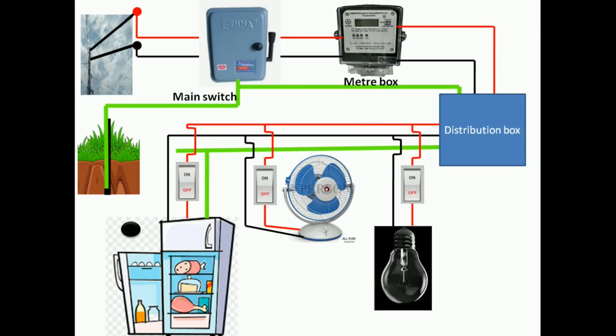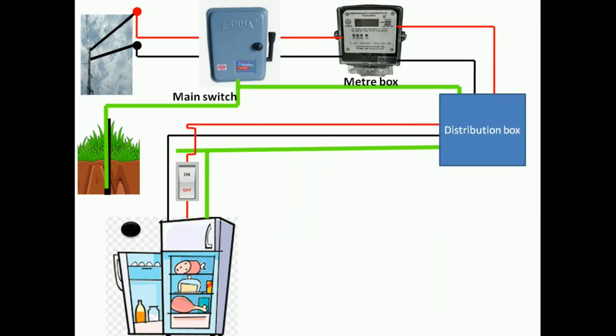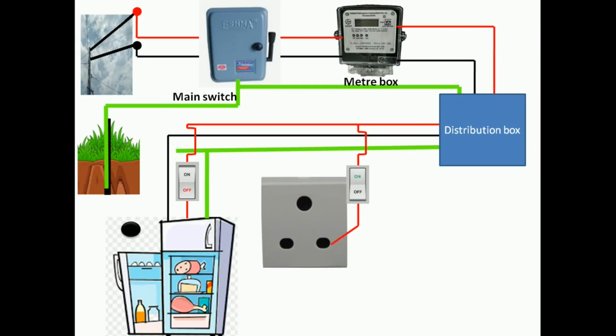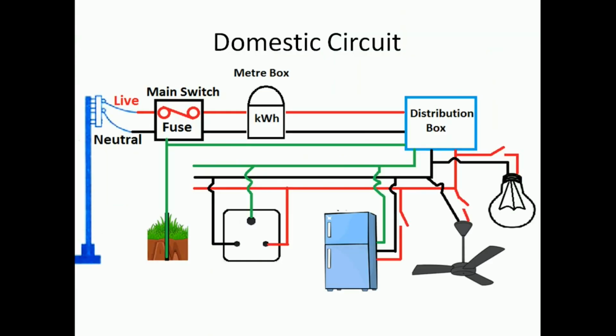If you want to connect a plug point in the circuit, then you connect one point with the live wire through a switch, one point with the neutral wire, and the third point with the earth wire. So this is how we get the third wire. The third wire does not come from the electric pole, so we have to make the third wire at our houses.